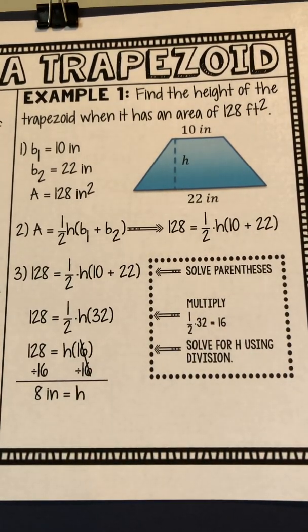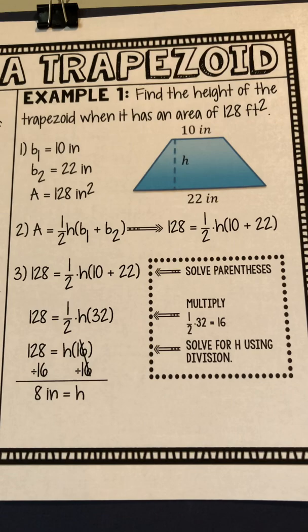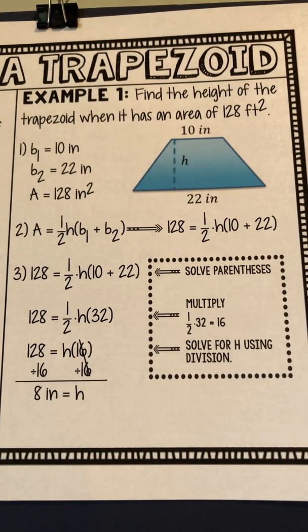So that allows us to solve for the missing length when given the area of a trapezoid. Same as when finding area of a parallelogram or area of a triangle. We follow the formula, we substitute, we use algebra to solve.